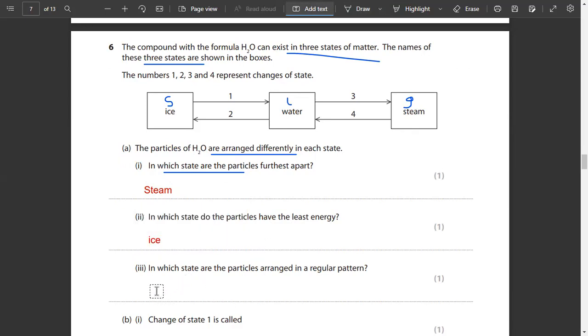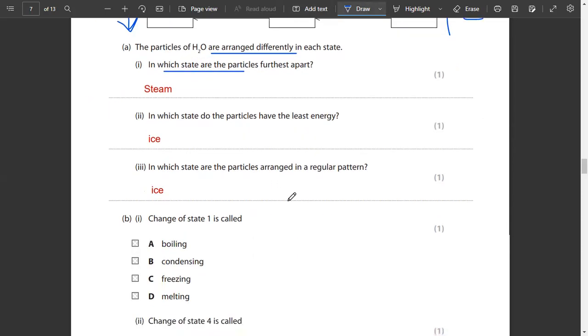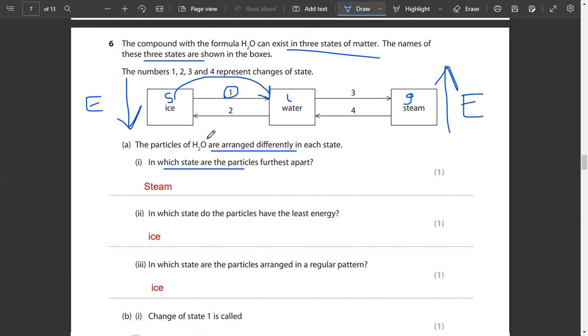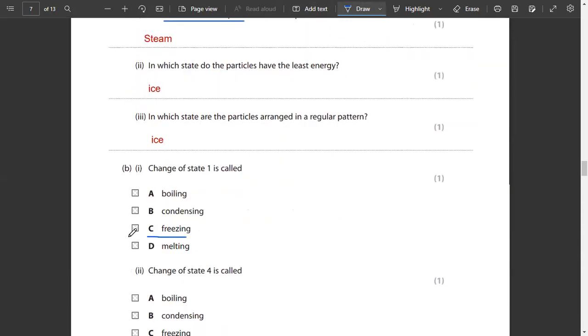And in which state are the particles arranged in a regular pattern? That would be again ice. So आपको energy होती है that is always the highest at gaseous state, and the energy is always lowest at the solid state. Change of state one is called state of change one. कौन सी है? This is one, क्या है? Solid to liquid. What do we call solid to liquid? Melting.